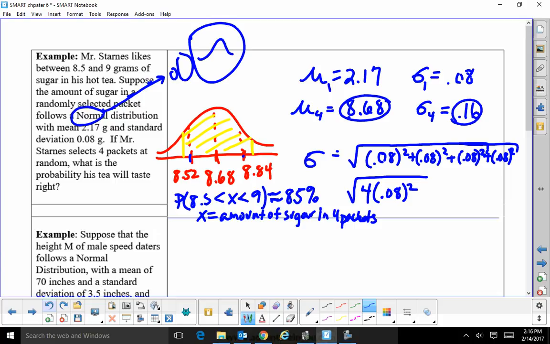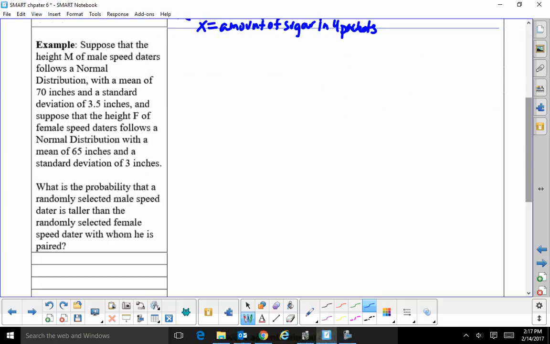Okay, do you all remember how to do the normal CDF? Okay, we have one more we're going to do together. Does anybody need help remembering the normal CDF? Yes? Okay, last one, guys. Last one.